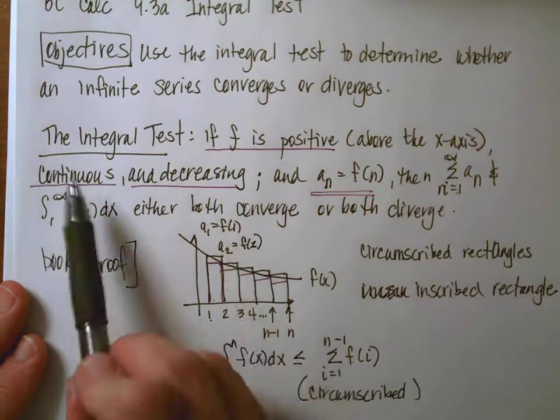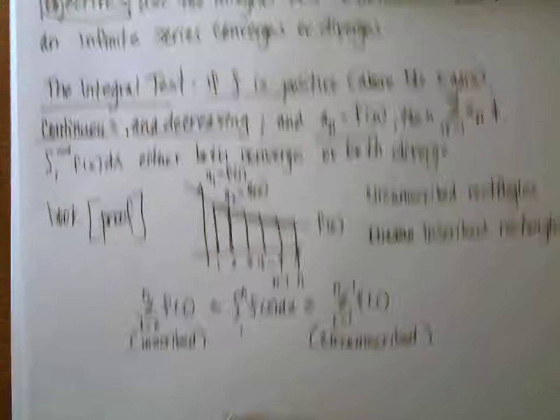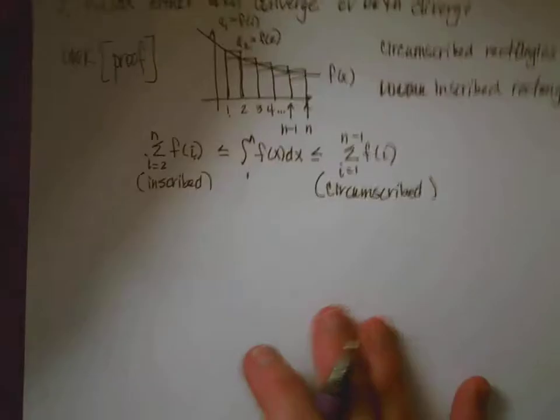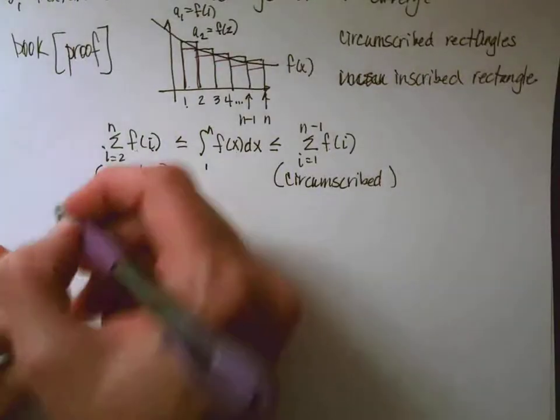Alrighty, so notice that the criteria have to be met. We'll just go back over it. F has to be positive, continuous, and decreasing. And then if that's true, then I can apply the integral test. So I think the easiest way to do this is just to start with an example. So let me scoot my paper up so you might be able to see the example.